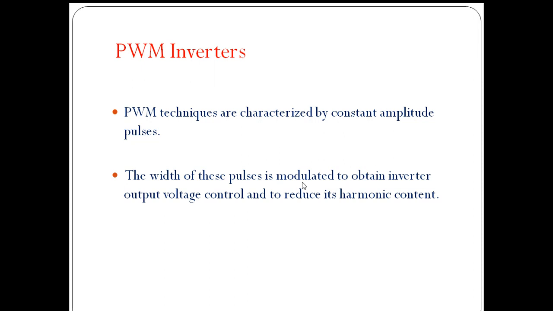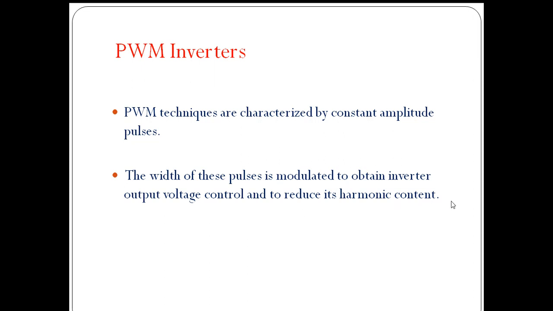Actually, these pulse width modulation inverters are characterized by constant amplitude pulses. At the output V naught, we are not having a single pulse. We are having a number of pulses. So depending on the type of modulation technique which we are using, accordingly we are getting constant amplitude pulses at the output, and the width of these pulses is modulated to obtain the inverter output voltage and to reduce its harmonic component.